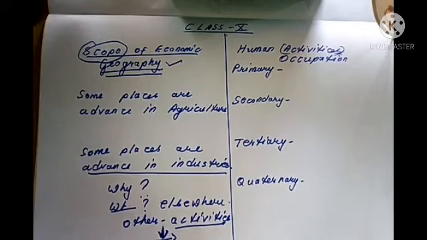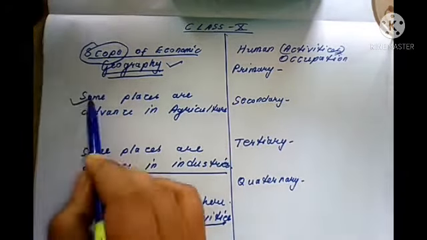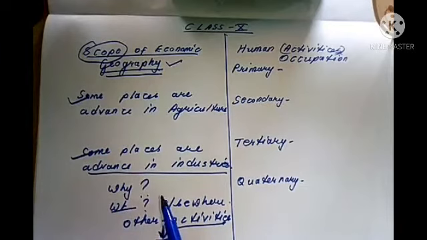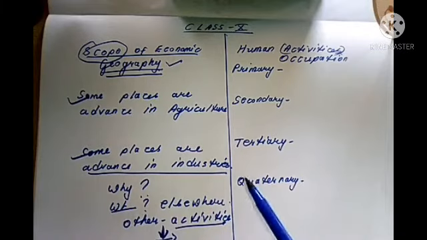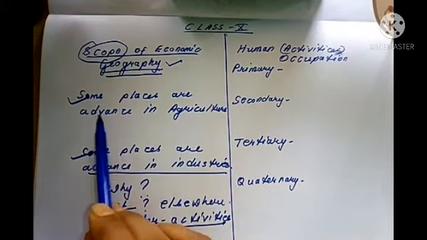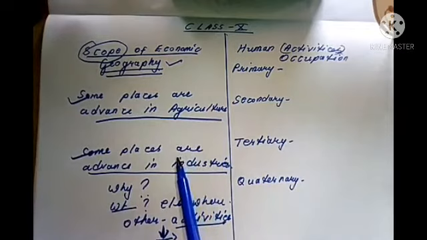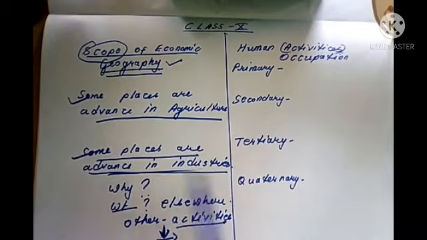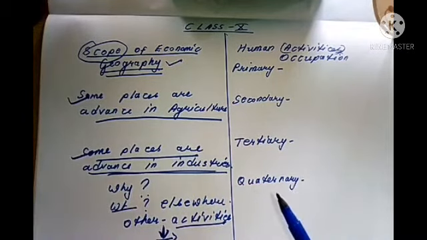Whenever a question arises asking what the scope of economic geography is, you need to write about the system of economic geography, about the study of economic geography, to what extent it is spread. And for example, you need to give why some places are advanced in agriculture and some places are advanced in industries. So this is part of economic geography.